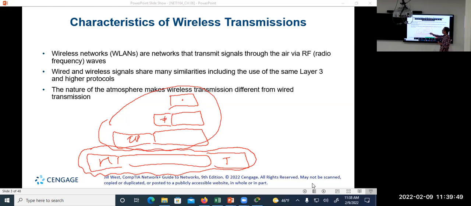That's why wired and wireless signals share many similarities, including the use of the same layer 3 and higher protocols. Everything from layer 3 up to the application is totally the same. The nature of the atmosphere makes wireless transmission different from wired transmission, because you don't have the wire connection.